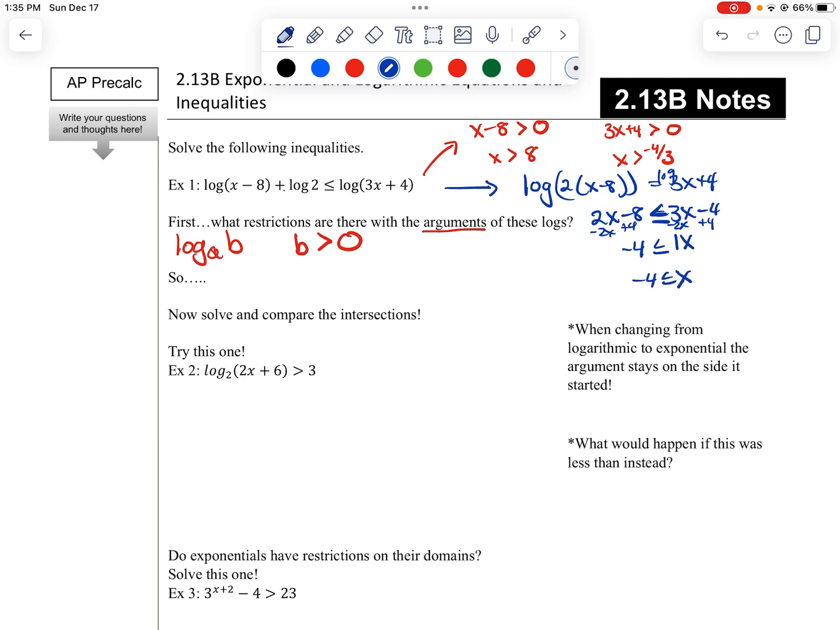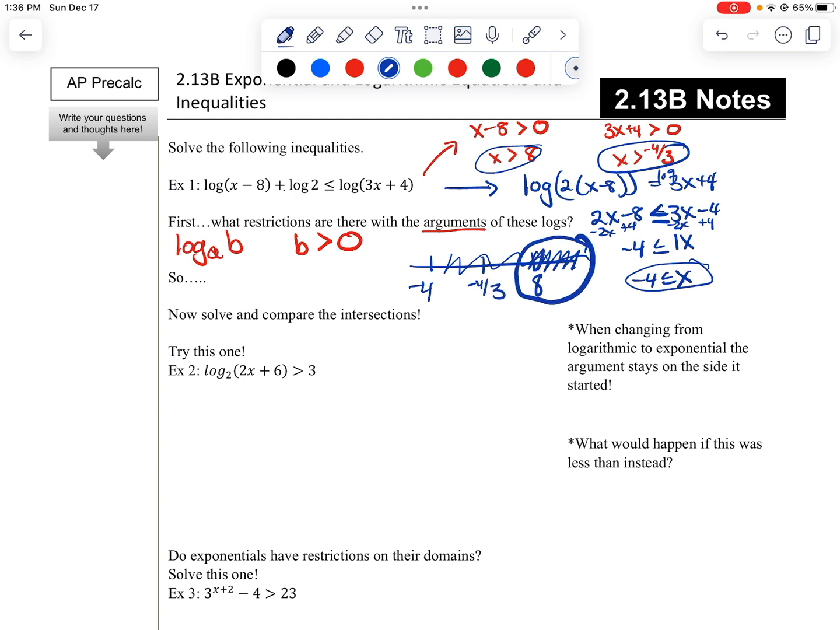So now we just have to compare all of these. So I know it has to be greater than negative 4/3, greater than negative 4, and greater than 8. So if I think of a number line, I know x has to be greater than 8, greater than negative 4, and greater than negative 4/3. So the only place it can be is right here, because it has to meet all of those criteria. So our final answer would be x has to be greater than 8.